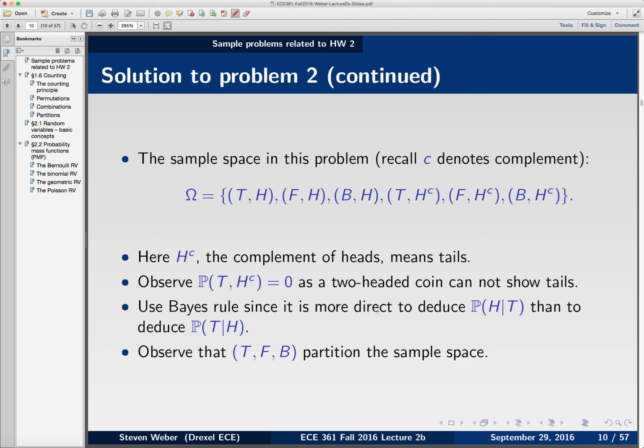So why is Bayes' rule helpful here? Well, what we're asked to find is the probability of a two-headed coin given heads. But what's easier to answer are questions like, what is the probability of heads given a two-headed coin? This is representative of the typical scenario in which Bayes' rule comes to our aid. Additionally, observe that T, F, and B, the two-headed coin, the fair coin, and the biased coin, partition the sample space. We'll use that in our solution.